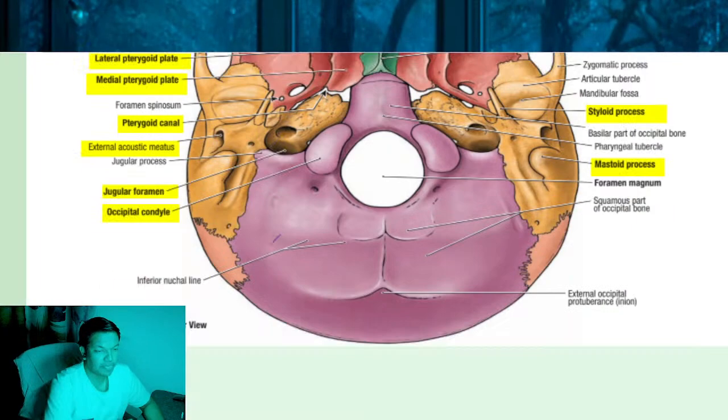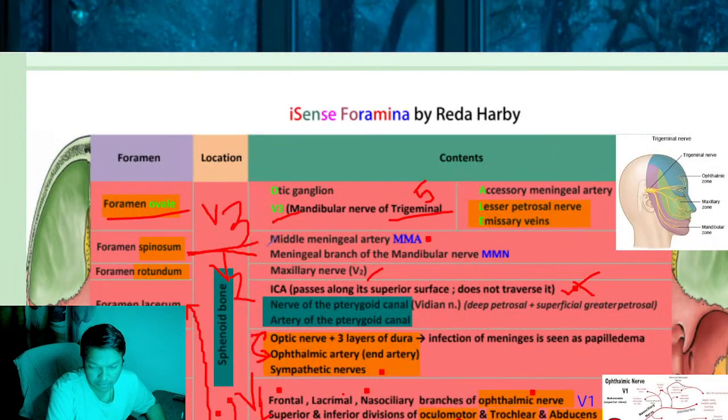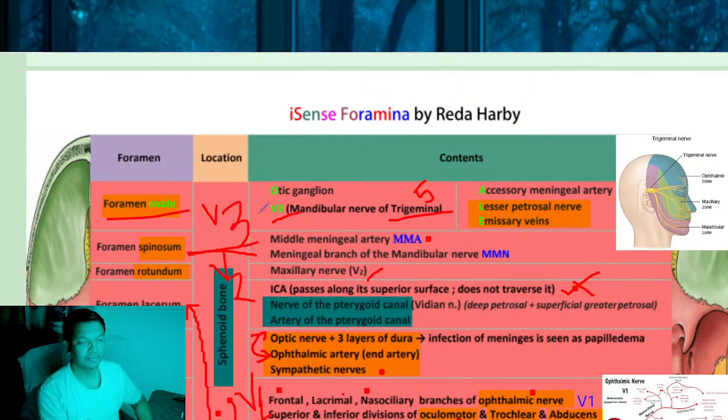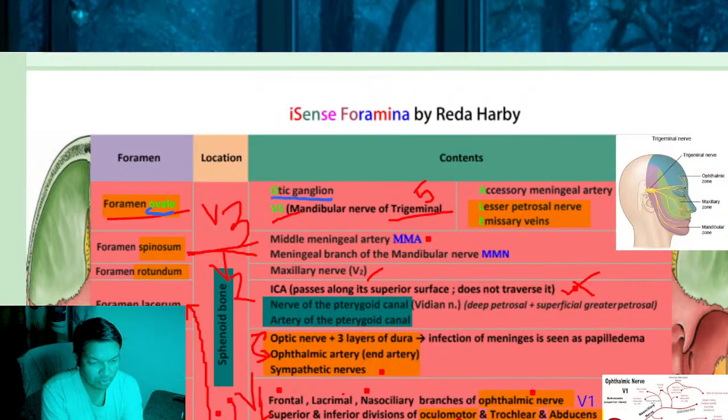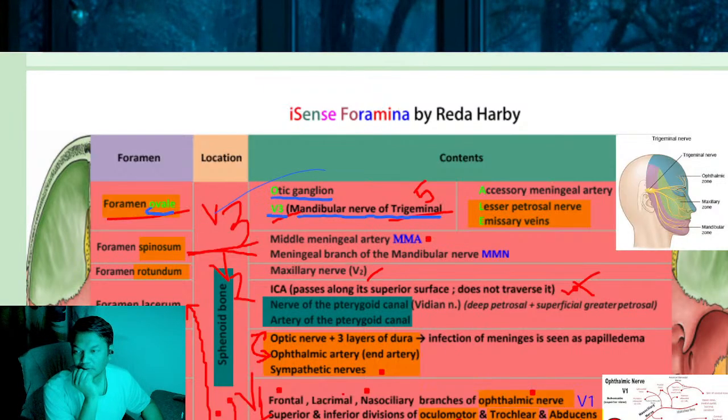We will read about their contents. First comes the foramen ovale. From their name, OVALE: O for otic ganglion, V3. This V3 is the mandibular division of the trigeminal nerve, cranial nerve number 5. We have olfactory, optic, oculomotor, trochlear, and trigeminal. Trigeminal.